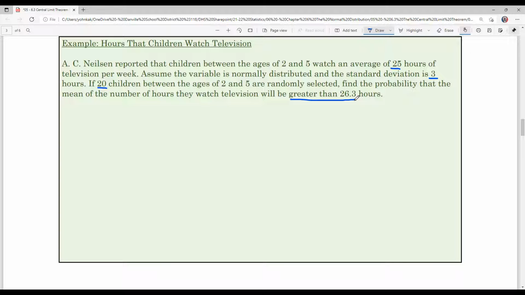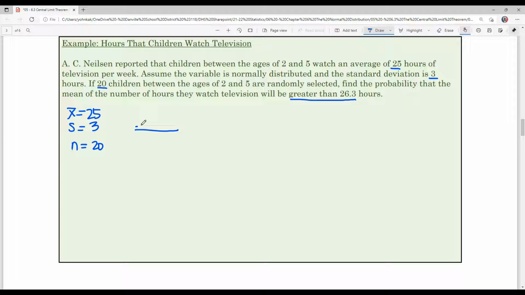So a couple things to look at here. First of all, the sample size is 20. But that's okay because the original distribution is normally distributed, so I don't have to worry about sample size. Over here on the side, I'm going to write down that my x bar, or my mean, is 25 and that my standard deviation is 3. I also want to write that my n, or my sample size, is 20 children. So I want to see if the mean number of hours these 20 kids watch television is greater than 26.3.